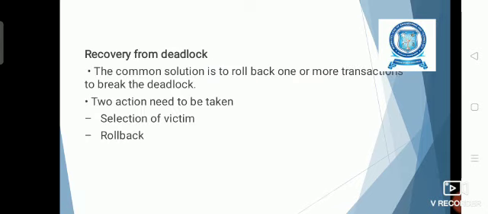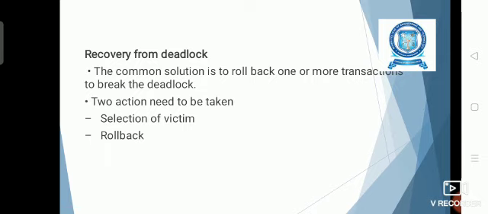Now let us see about the recovery from a deadlock. The common solution is to roll back one or more transactions to break the deadlock. So recovery means once the deadlock has occurred, there are two possible solutions to break from the deadlock. First one is the system has to select one transaction. That particular transaction is called the victim. So this process is called victim selection. That particular victim will be forced to roll back so that the deadlock cycle will be broken.